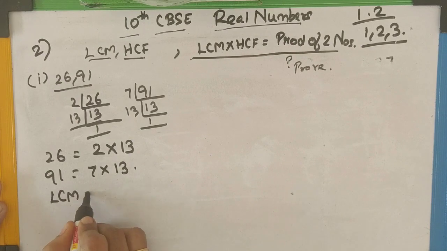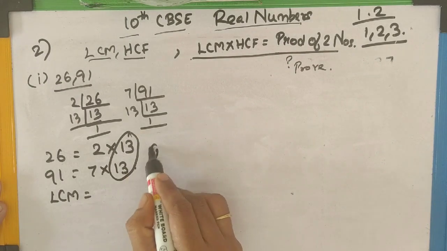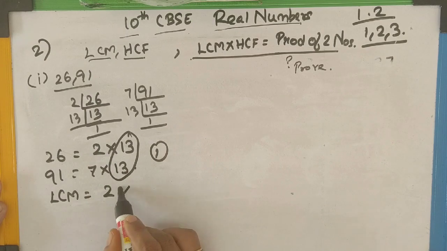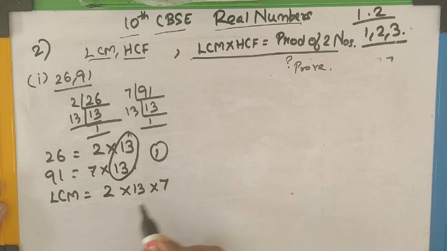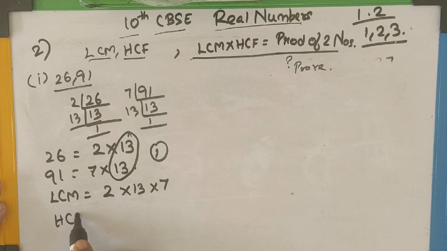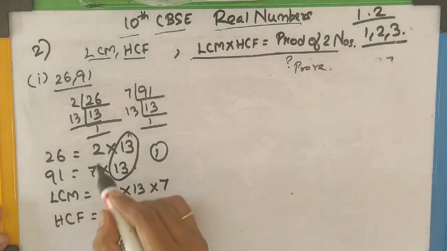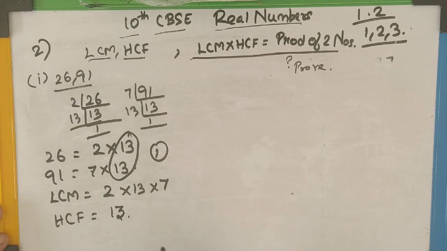Now, what is LCM? For LCM, we have to write the common term once and the remaining terms. So for LCM, we have to cover all the elements. What is HCF? We have to write the highest common factor. That is, only the common element should be written as HCF. So, 13 is the HCF.